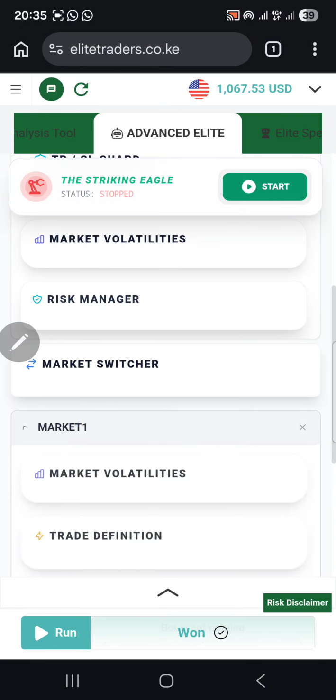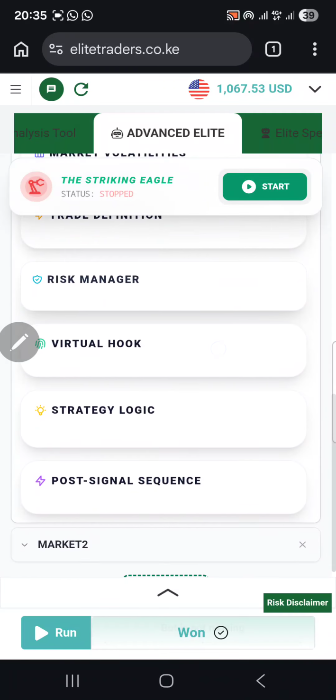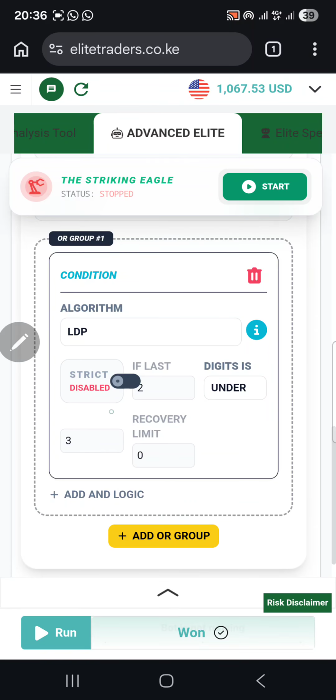Then let's go to market 1 and go to trade definitions. You can see it's set to trade over 2. Then let's go to the strategy logic. Just click here, and this is the strategy the robot is using. That is, if the last 2 digits are under 3, then execute a trade on over 2. Under 3 means digits 0, 1, 2. The moment those digits appear 2 consecutive times, the robot will execute a trade on over 2.